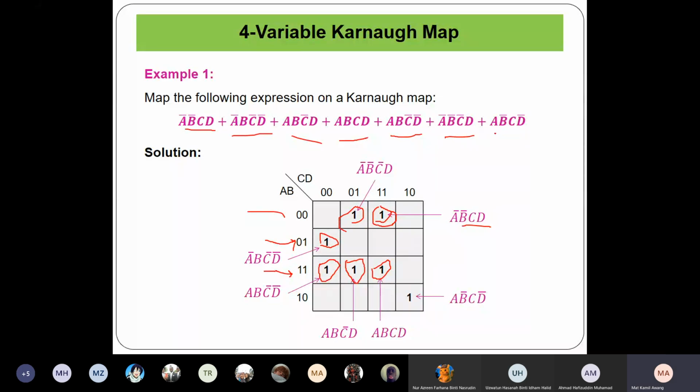The next one, A, B bar. A, B bar is this row, and C, D bar. C is 1, D bar is 0. So this is the one. So now you have converted the SOP expression into the Karnaugh map. You have written it all in the Karnaugh map. The rest is actually 0 here. The one that is not written is actually 0.